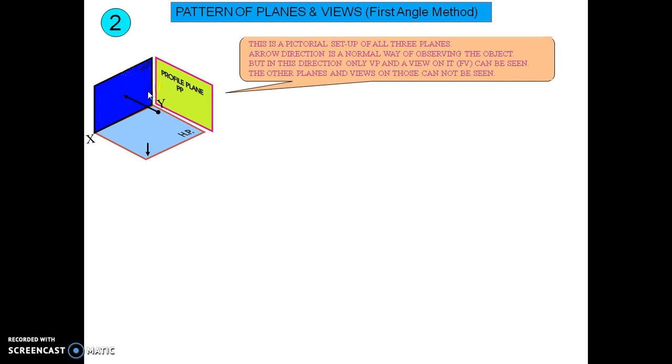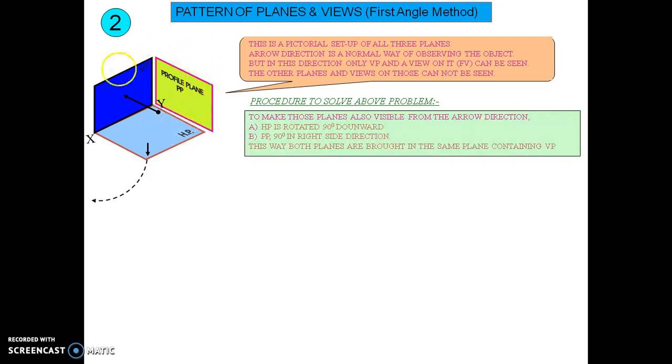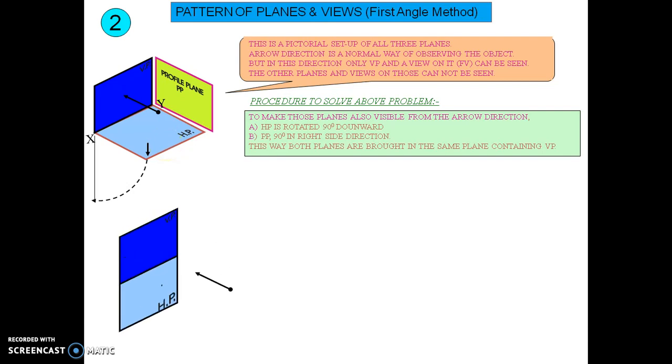If we want to see the HP and PP in this position, we have to rotate HP and PP. To see HP in this direction, we have to rotate HP 90 degrees downward. You can see when we rotate HP downward, it will be like this. And to see this profile plane in this direction, we have to rotate the profile plane 90 degrees rightward. Now we can see all three planes in this particular direction.